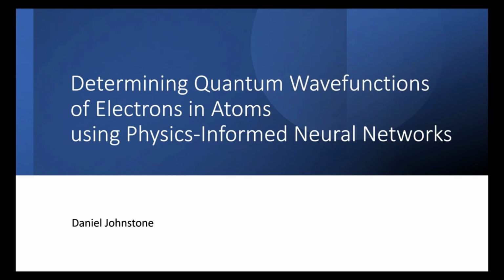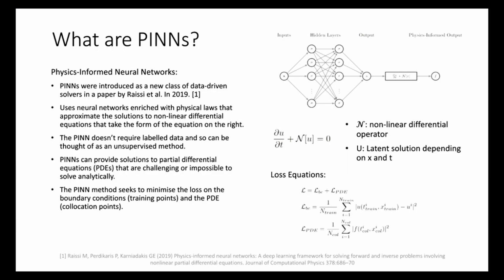Hello, welcome to my project presentation on using physics-informed neural networks to determine the wave functions of electrons in molecules and atoms. Physics-informed neural networks, or PINNs, are a new method that can be used to approximate the solutions to partial differential equations, or PDEs. They can also be used to generate those PDEs from the data that has been gathered empirically.